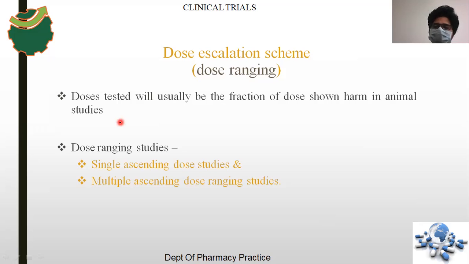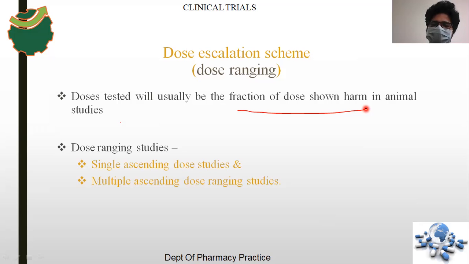Like we said, suppose at a dose of 500 mg of paracetamol animals started showing adverse effects. Then we are going to start with a fraction of that 500 mg, because based upon the body surface area and the systems, adverse effects will vary. That's what they give: the tested dose will usually be a fraction of the dose that shows harm. So 500 mg has shown harm in animal studies, in rodents and non-rodents, so we start with a fraction of that dose in humans.